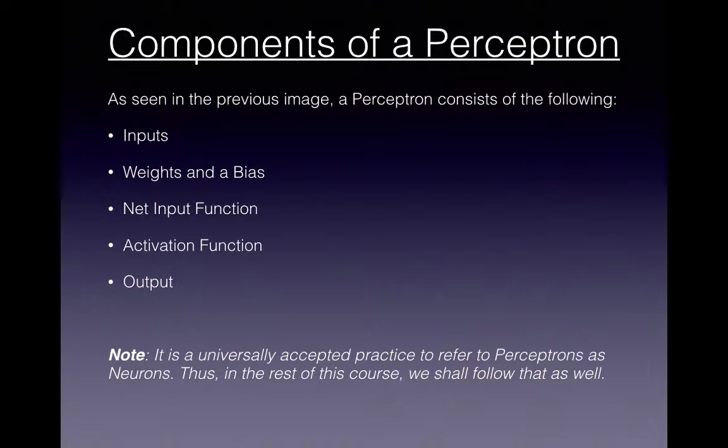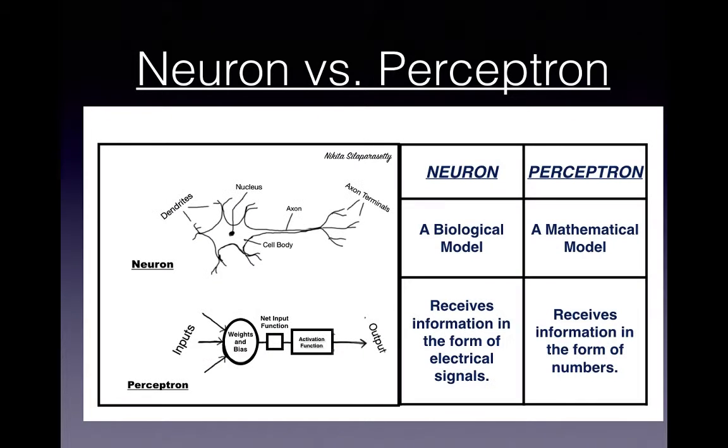Let us now see the components of a perceptron. I will go back to the image in just a second, but first, let's see what a perceptron is comprised of. A perceptron has inputs, weights and a bias, a net input function, an activation function, and finally, an output.